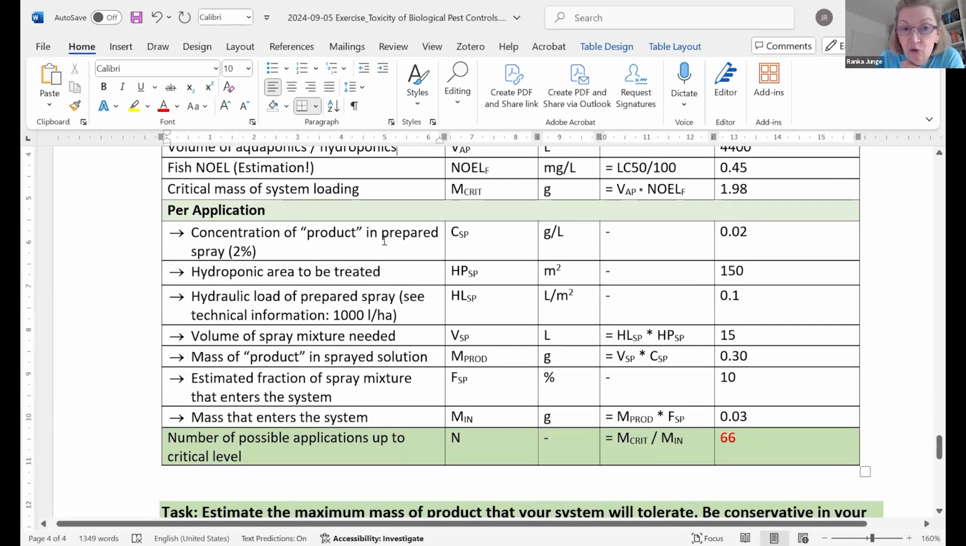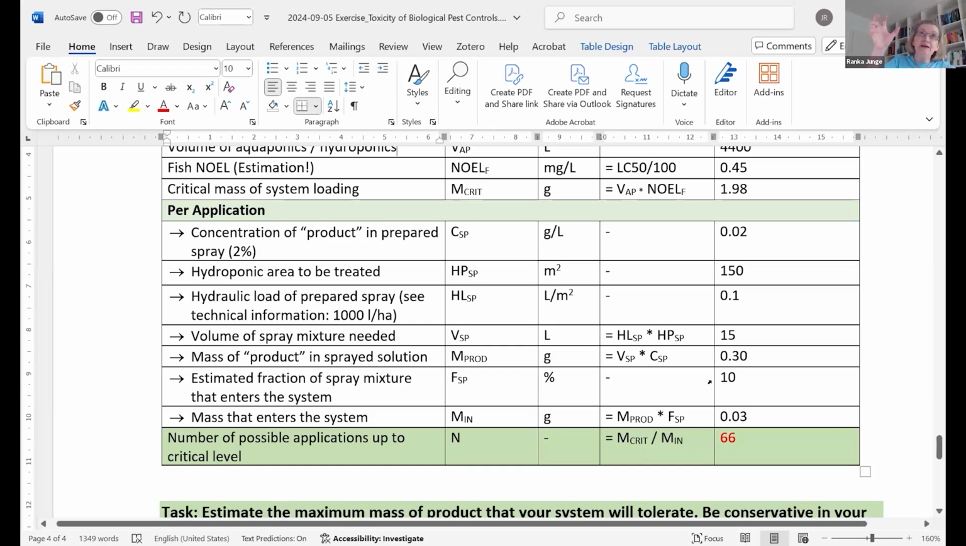You prepare a spray at 2%, then you add the hydroponic area to be treated, and then you see the hydraulic load of the prepared spray. You have to look at the technical information. You need to use 1000 liters per hectare. That's 0.1 liter per square meter in this case. Then you calculate how much spray mixture you will need, how much product you have in the sprayed solution, and then you estimate, and this is very important, the fraction of spray mixture that enters the system.